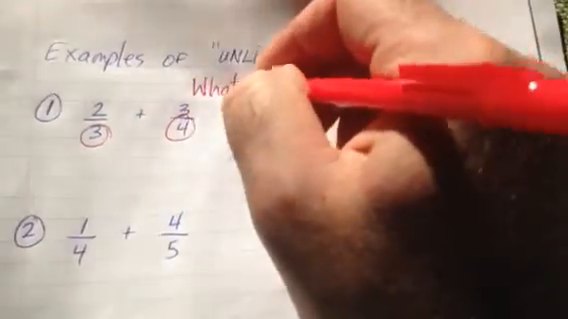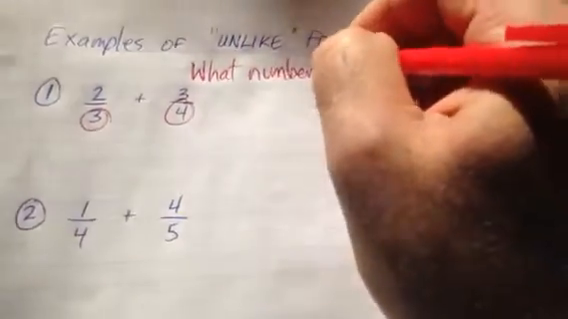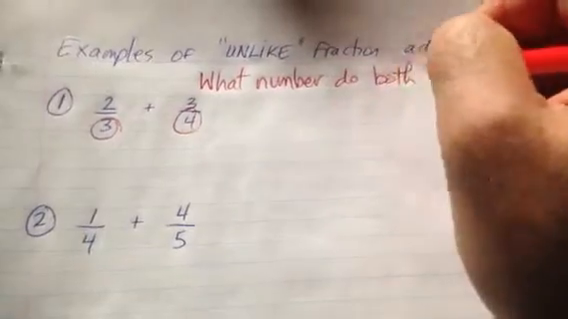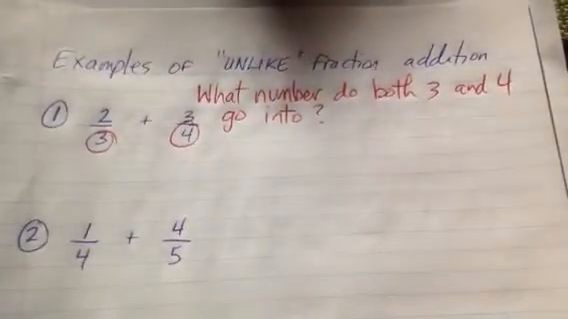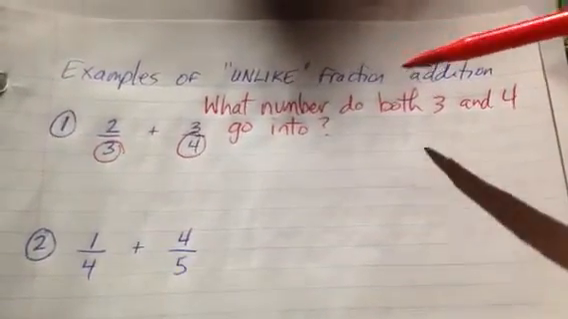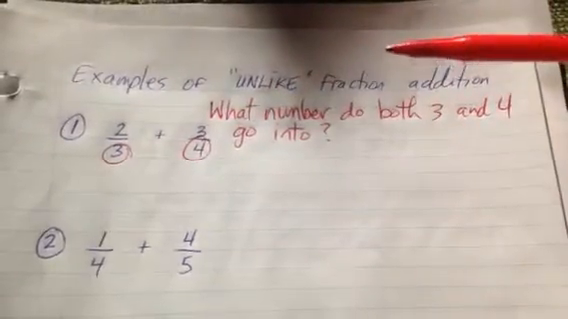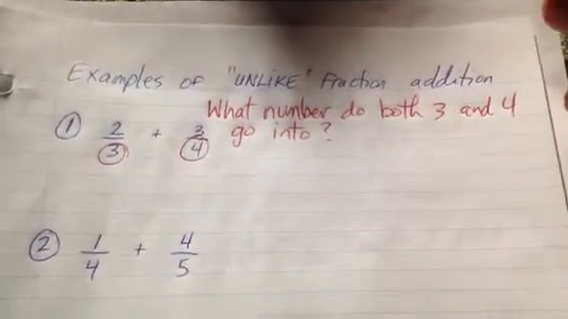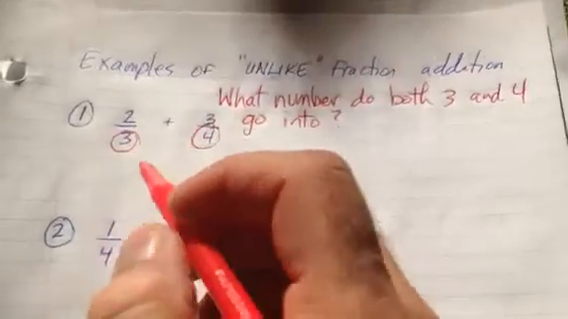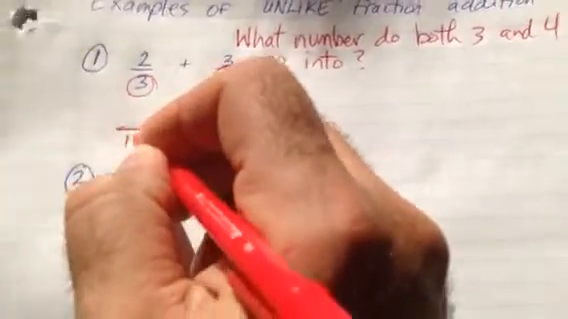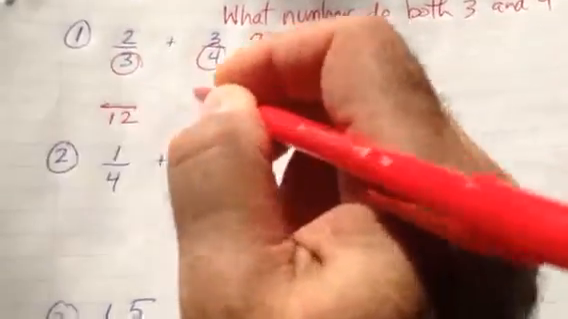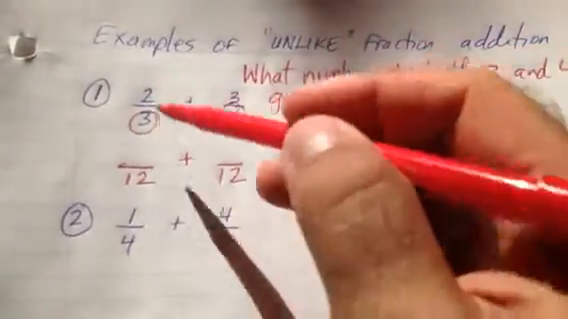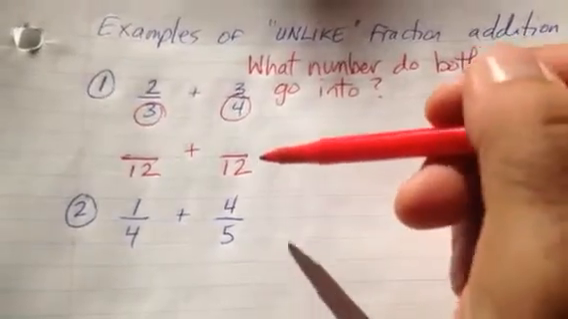So what number do both 3 and 4 go into? That's the question that we ask. What number do both 3 and 4 go into? And so 3 and 4 both go into 12. So what we do is we change them both to 12s. So I will make a new bottom number underneath this fraction, make a new bottom number underneath this fraction, and I'm going to add 2 fractions with the same bottom number of 12.